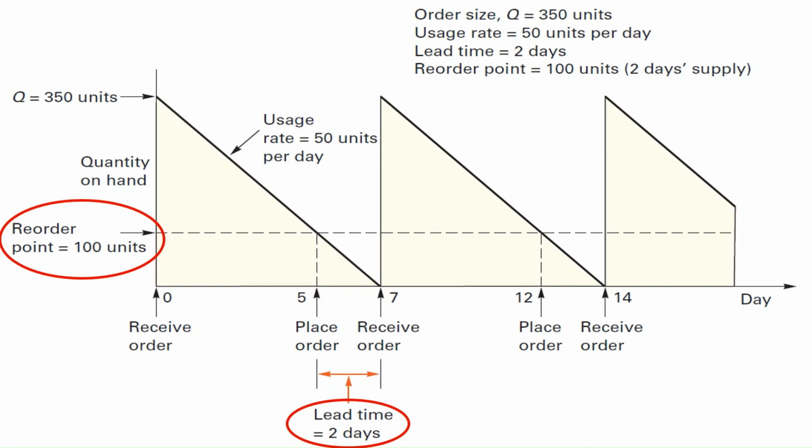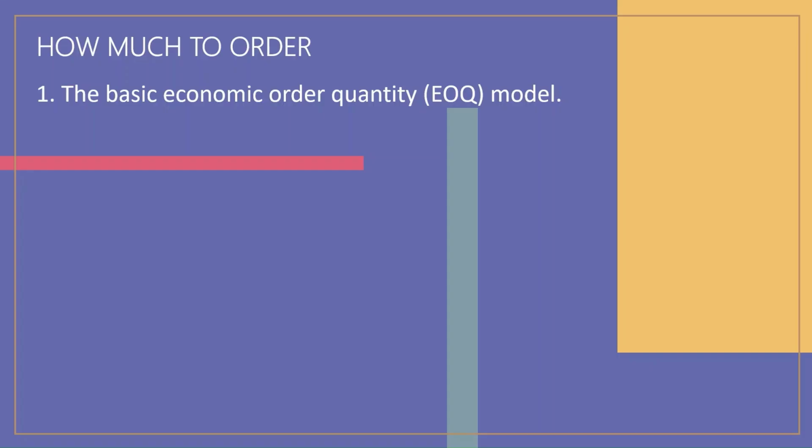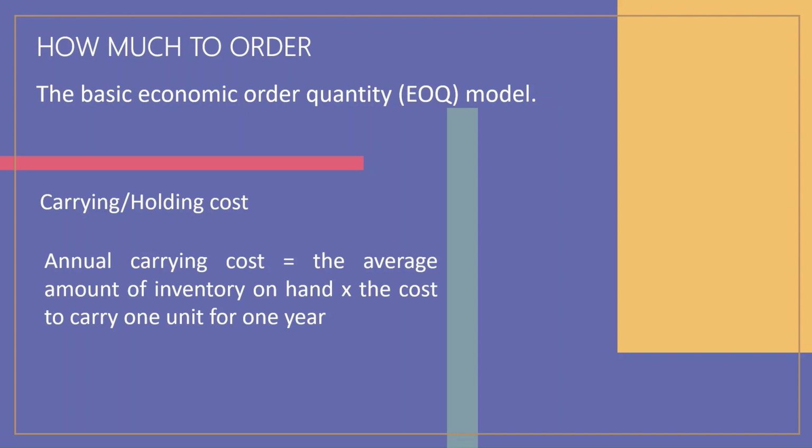Two of the inventory costs that we studied in the last video are the carrying or holding and ordering costs. Let us focus on these two costs. Annual carrying cost is computed by multiplying the average amount of inventory on hand by the cost to carry 1 unit for 1 year.